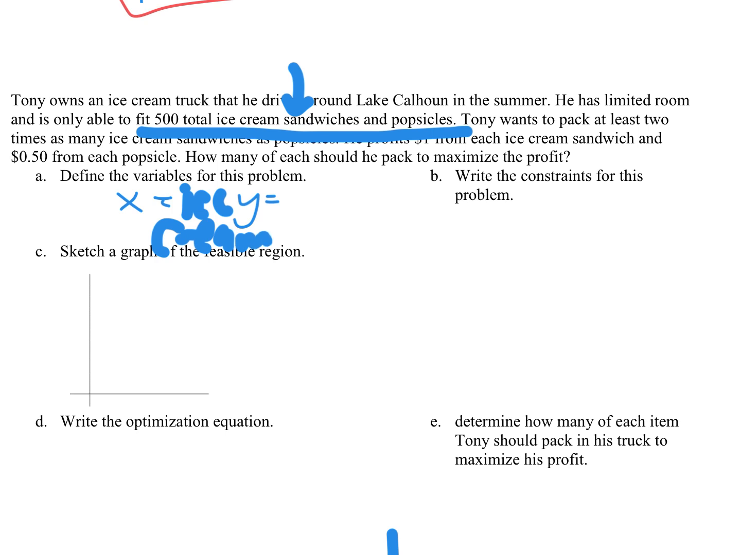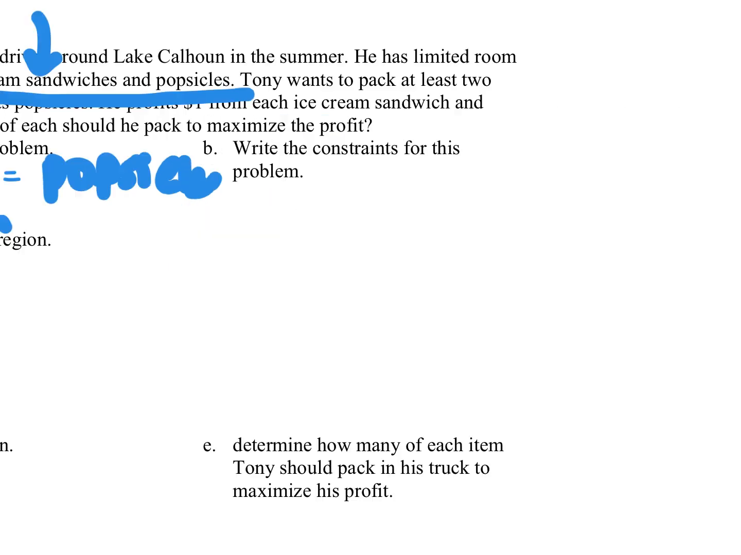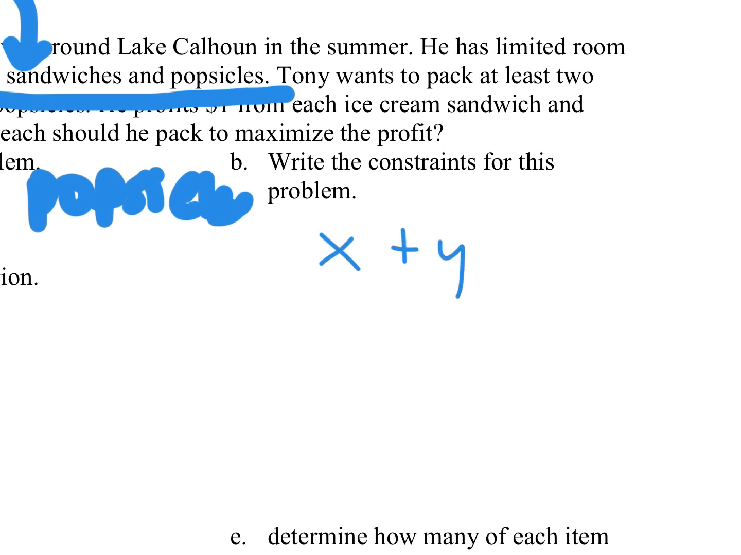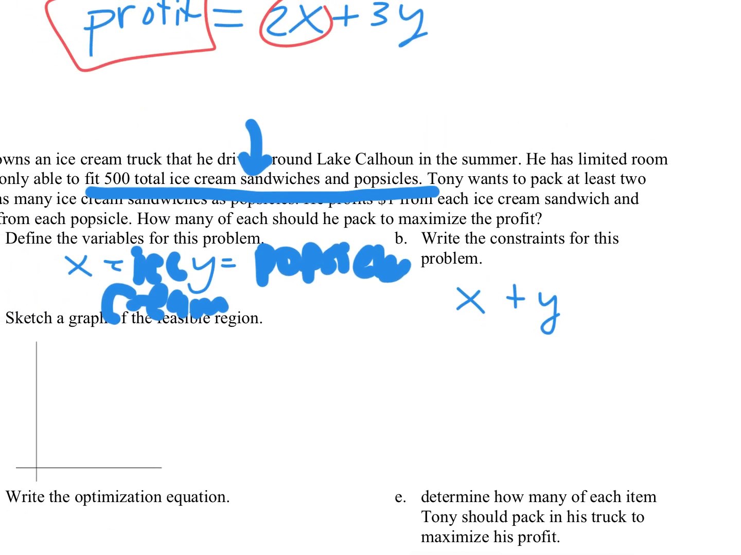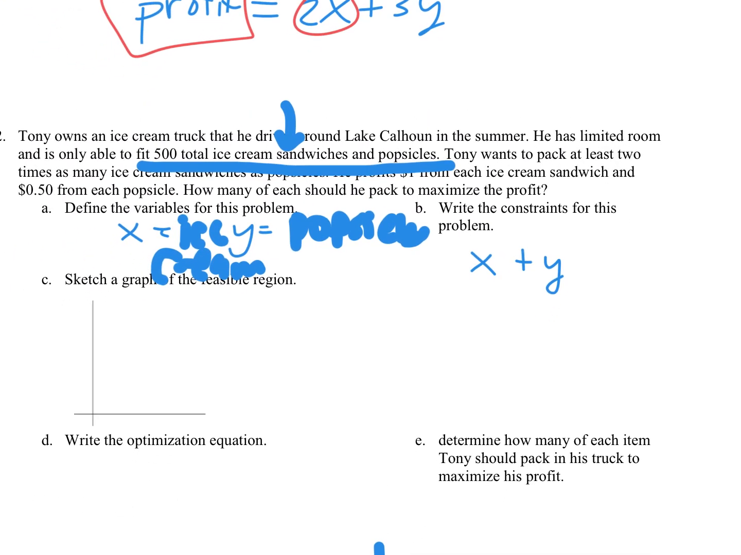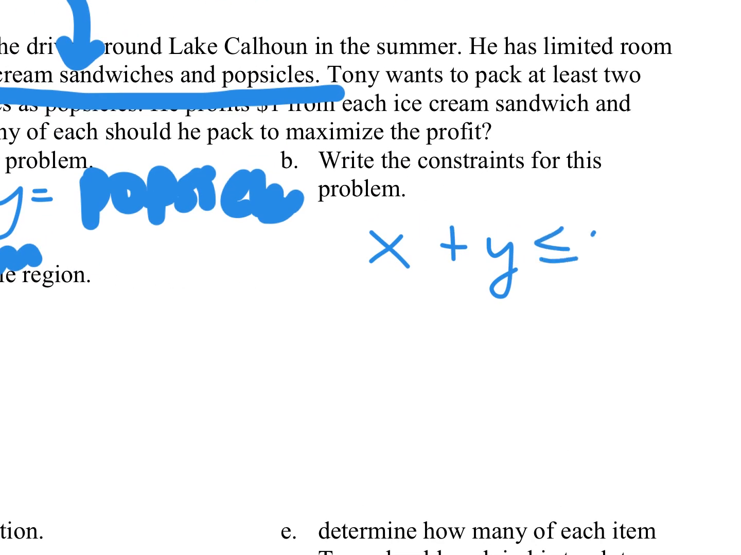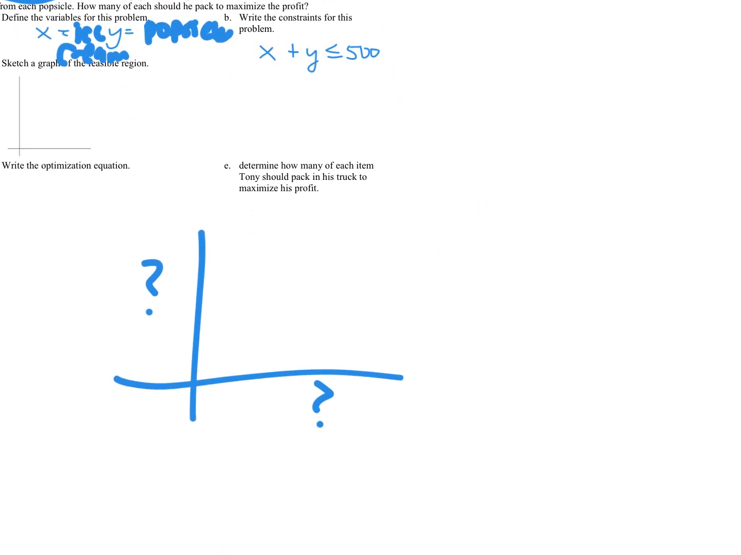And the Y must be popsicles. Write the constraints. Okay, well then the X plus the Y needs to be, what, 500 exactly? He's only able to fit 500. That means it's less than or equal to 500. That's a typical answer to a typical question. All right, let's move on.